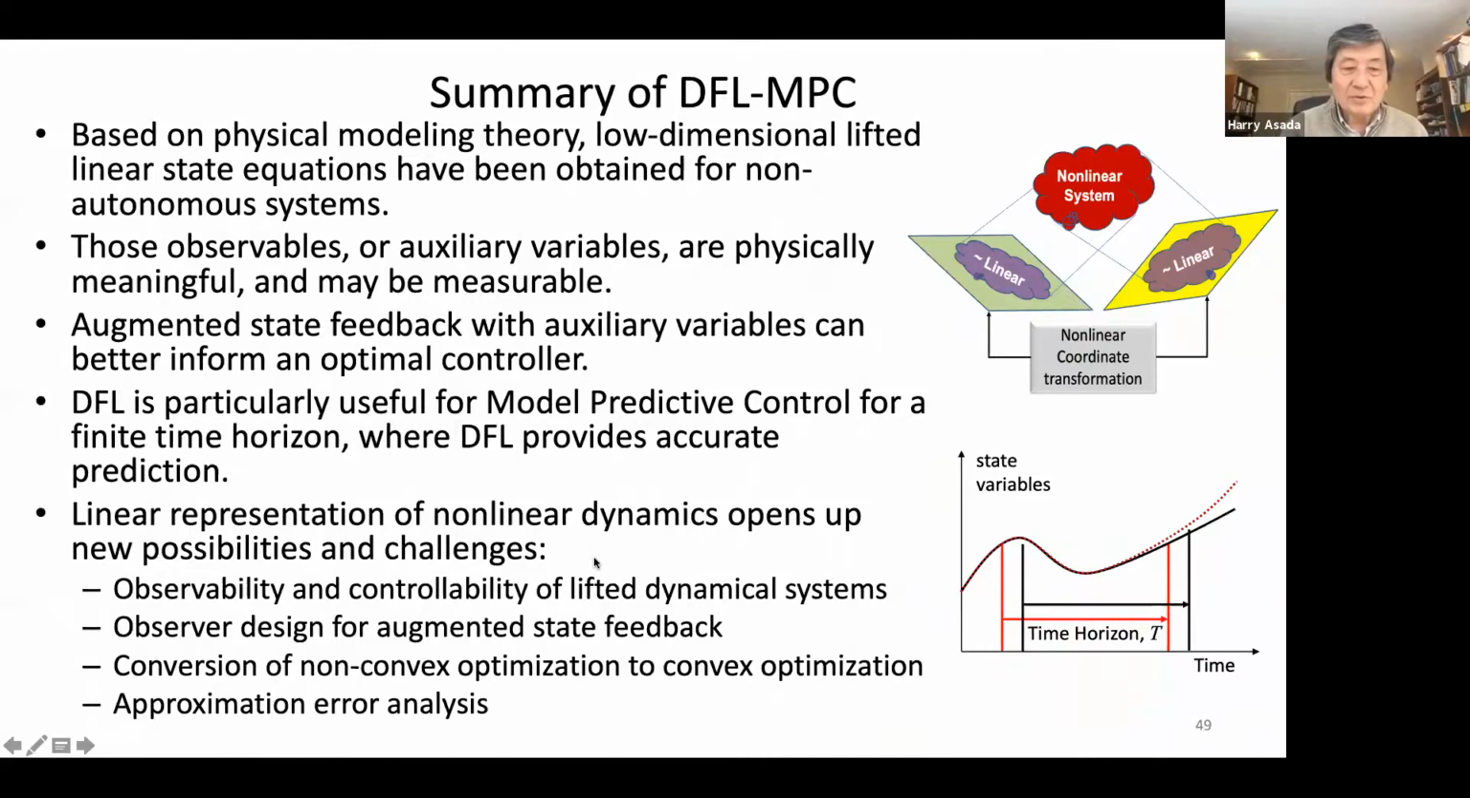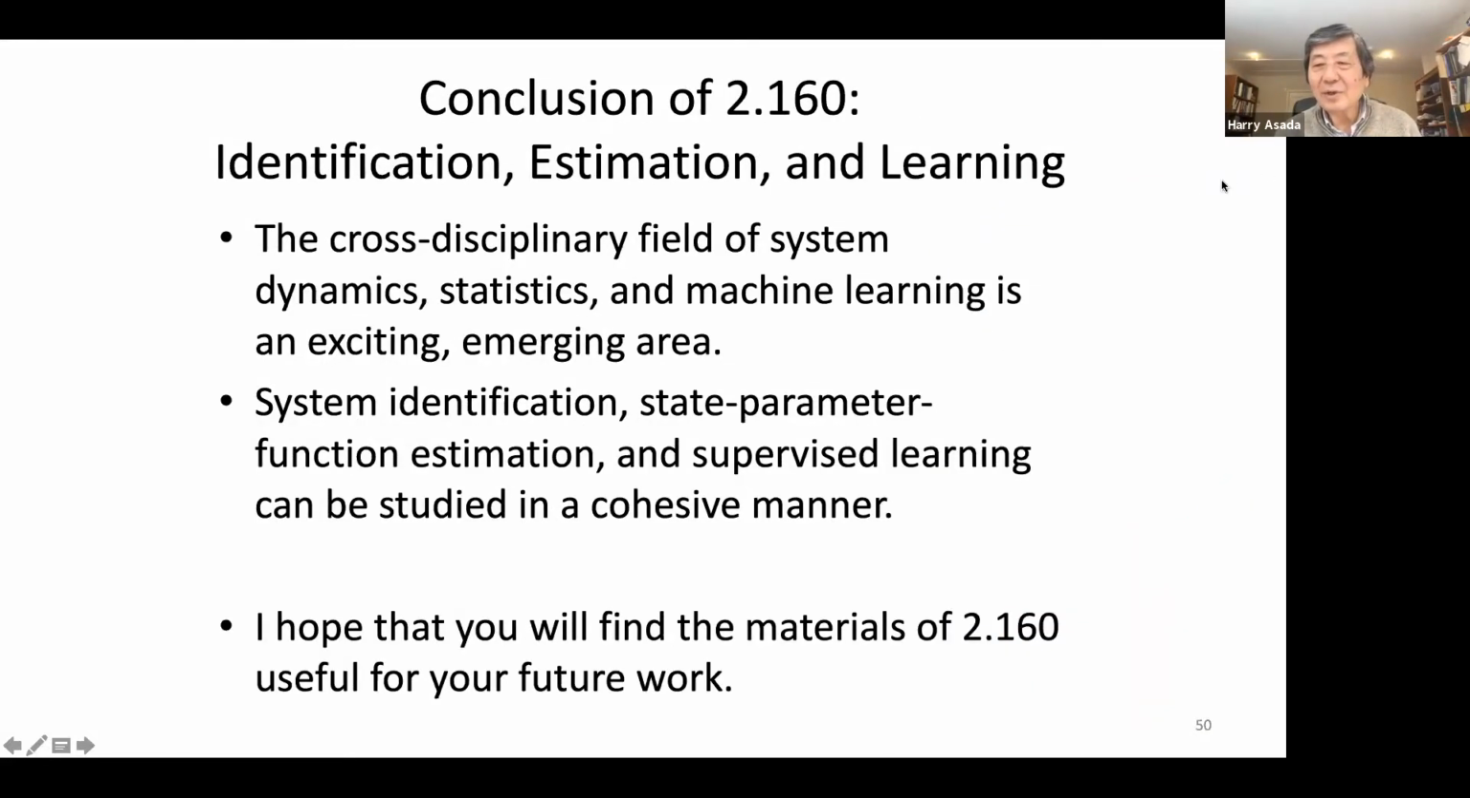Just to conclude my lecture today, conclusion of 2160, we are coming to the end. 2160, identification, estimation, and learning, right? So we emphasize the cross-disciplinary field of system dynamics, statistics, and then machine learning. I found that this area is very exciting, an emerging area. Surprisingly, these fields do not communicate effectively, I would say. Interestingly, some of the terminology developed in one area is called totally differently, but it's basically the same thing happening. And in many ways, the interface between the multiple disciplines is very exciting.